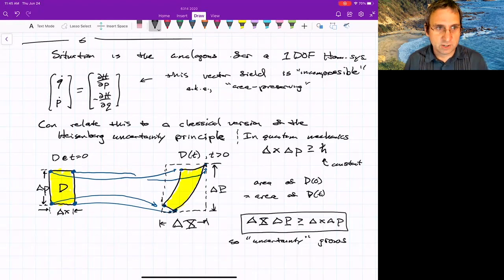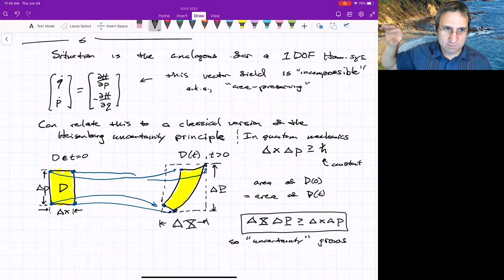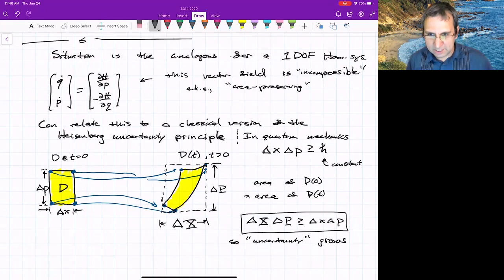And that's kind of interesting. The only way it wouldn't is if D just sort of parallel transported, and then you've got the same rectangle. But in any kind of interesting system with dynamics, you're not going to have that. So there is something like an uncertainty principle going on.